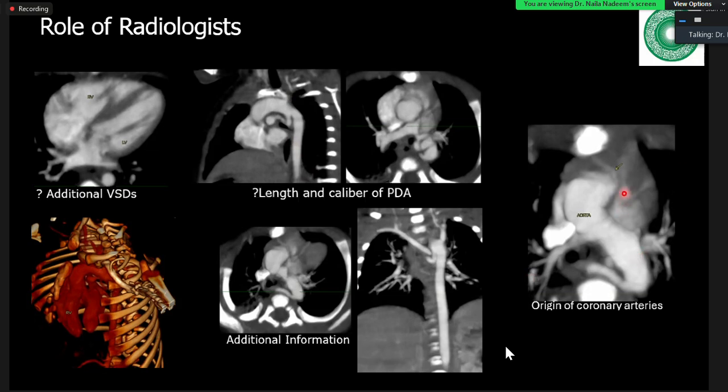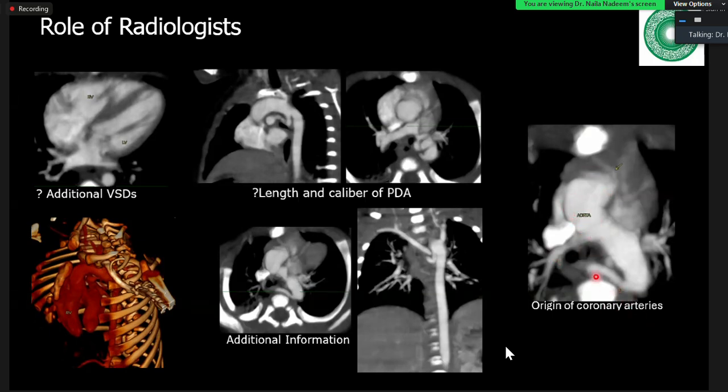What else they expect us to tell them is the origin of the coronary arteries. Normally, these little babies have heart rates of 120 or more than 100 most of the time. But if you're using prospective ECG gating, you will be able to tell them the origin of the coronary arteries, because of the anomalous right coronary artery, we have to tell them, because that will be very important for them in management.